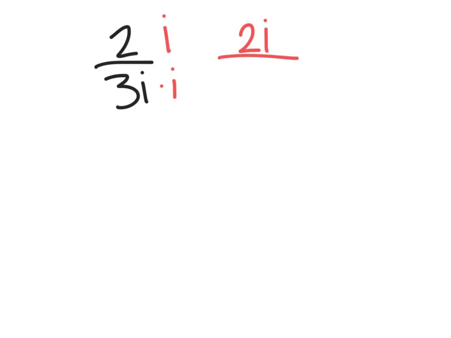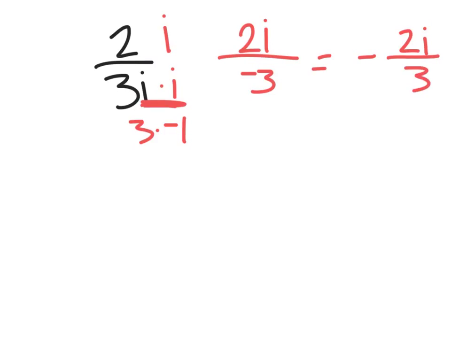And down here, we know that i times i is i squared. So you really have 3 times i squared, which is really negative 1. So you get a negative 3 down here. So your final answer, the best answer you could give here, is negative 2i over 3. Notice that I moved the negative that's on the denominator right here in the middle, or you could also put it on top, but don't leave it at the bottom. It doesn't look as nice. So that's your final answer there.